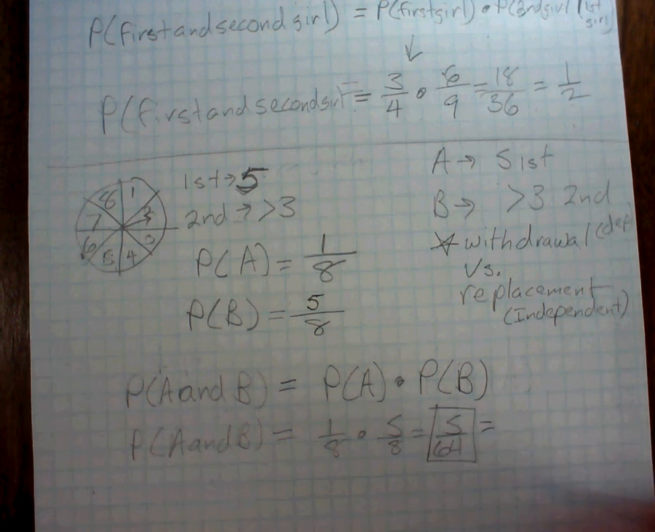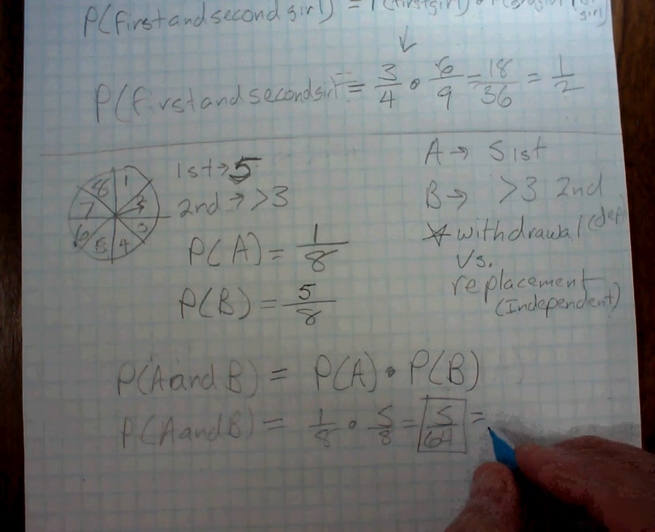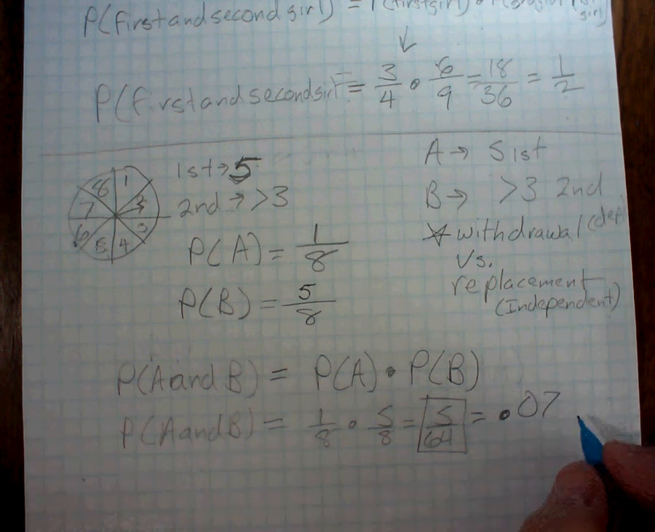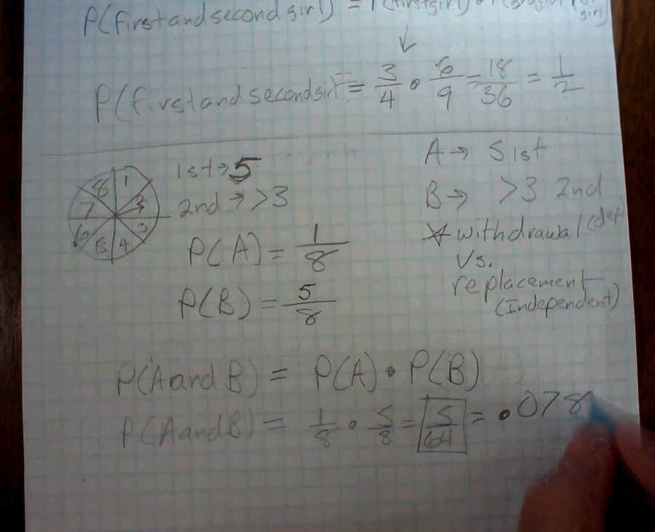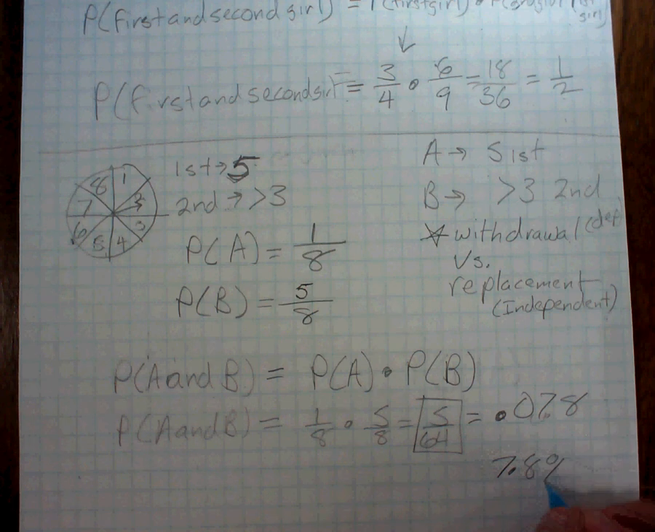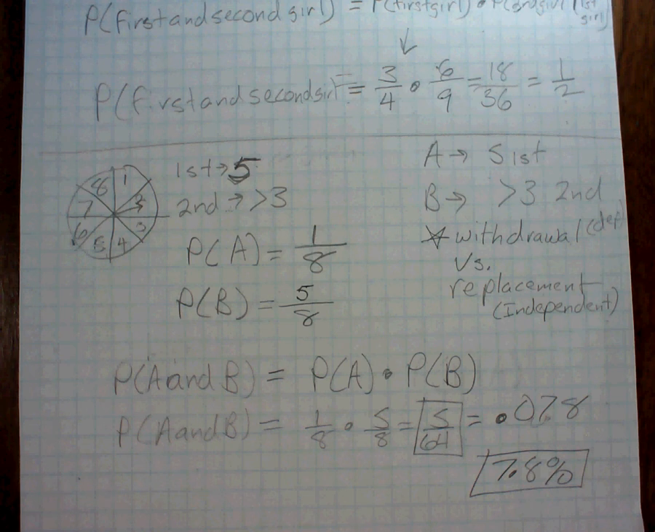If we plug that into a calculator, we will get 0.078. And if we move the decimal 2 spaces, I get 7.8% probability of doing that. In other words, if I spin the spinner 100 times, I'm going to get a 5 for the first number and a number greater than 3 about 7.8 times.